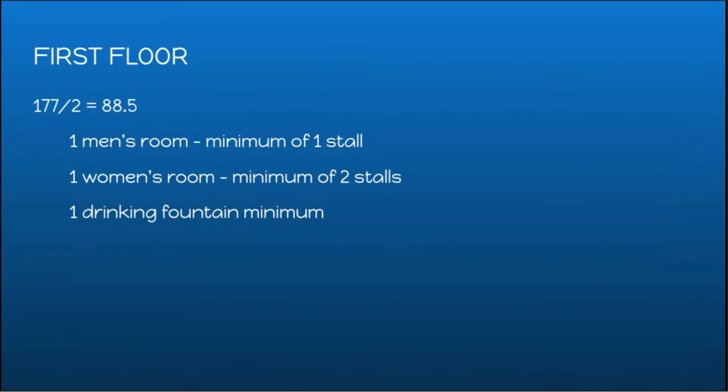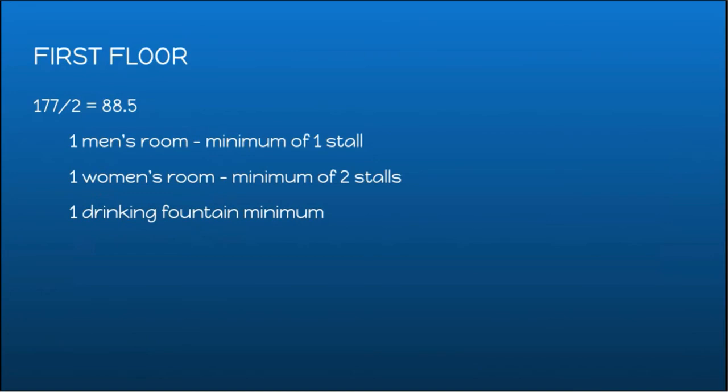So for the first floor, we divide that total occupancy by 2, and that tells us how many we need for men and how many we need for women. So 177 divided by 2 is about 89. That means if we have one facility for every 125 men, we need a minimum of one stall. Okay, and for the women's room, that's one for every 65 women, so we're going to need a minimum of 2 stalls, and then one drinking fountain on that floor because it's less than 500 people.